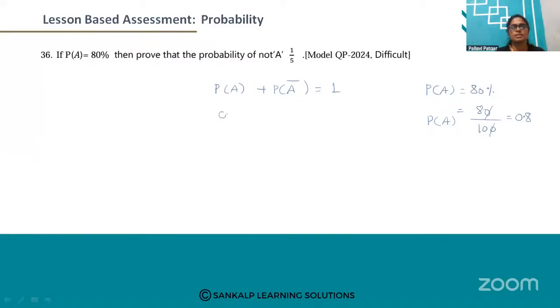This becomes 0.8 plus probability of a not event is equal to 1. So P of not A is equal to 1 minus 0.8. So this is equal to 0.2.